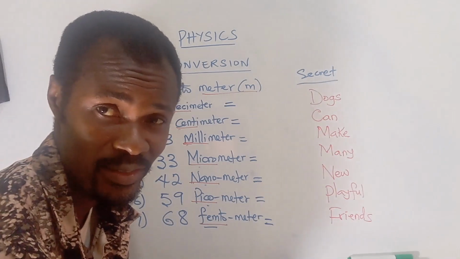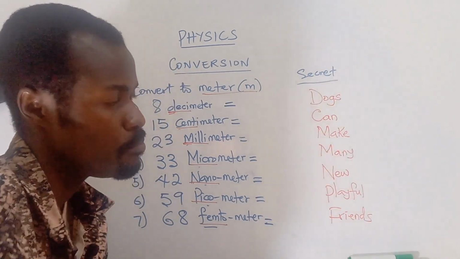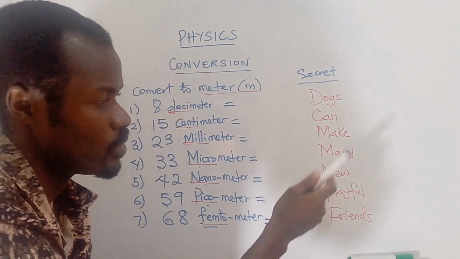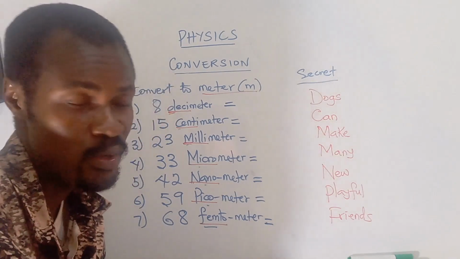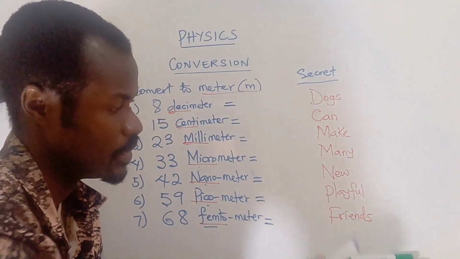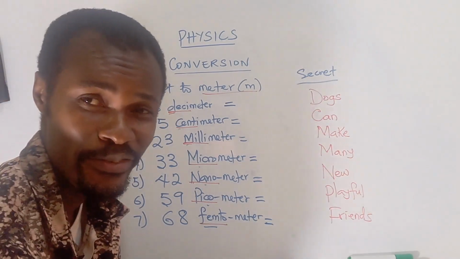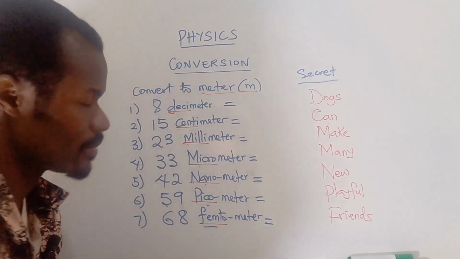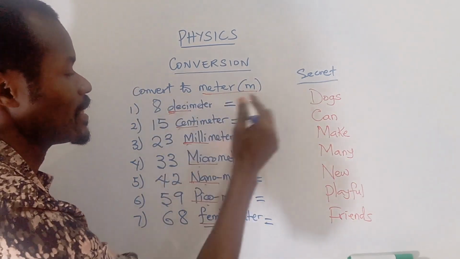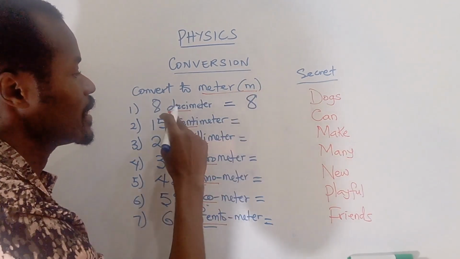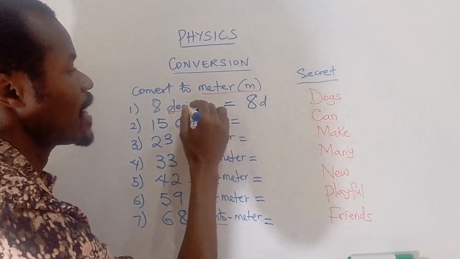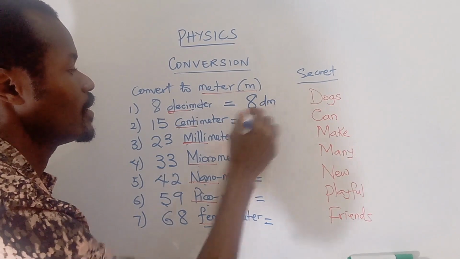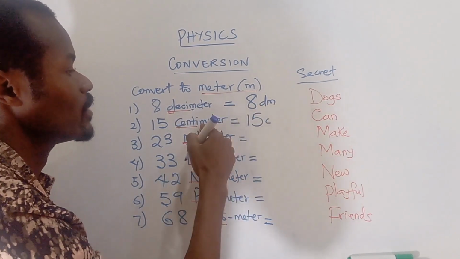then make, okay, for milli, many. The N stands for what? Micro. We have new. The N is for what? Nano. Then we have pico and what? Femto. Now also there's a simplified way of writing this. So for 8, we'll say 8 decimeter means we write 8. D is for deci and M here is for what? Meter. So for 15, we have C for centi and what?